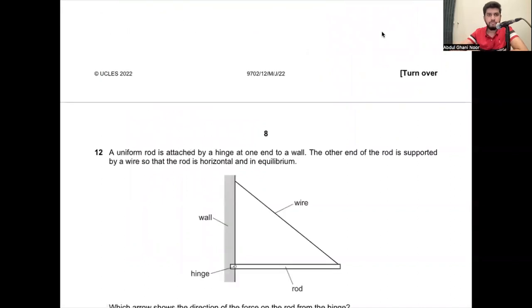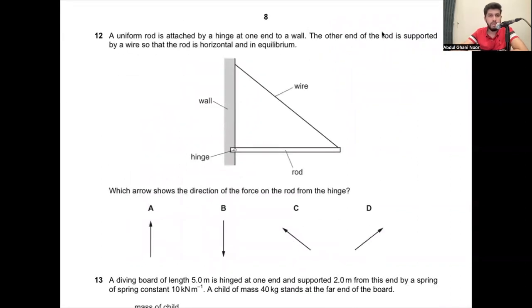Moving on to question number 12. Question 12 says a uniform rod is attached by a hinge at one end to a wall. The other end of the rod is supported by a wire so that the rod is horizontal and in equilibrium. Which arrow shows the direction of the force on the rod from the hinge? So at this point, what is the direction of force on the rod from this hinge?